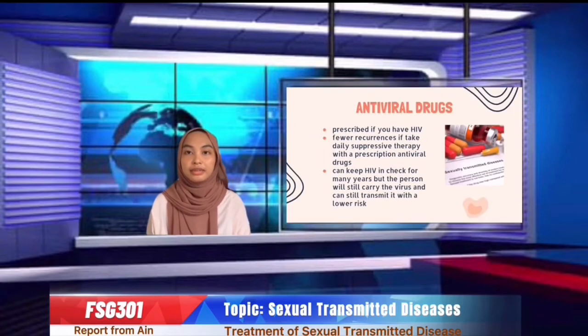Next is antiviral drugs. Antiviral drugs are prescribed if the person has HIV. A person with herpes will have fewer recurrences if they take daily suppressive therapy with a prescription antiviral drug. Antiviral drugs can keep HIV infection in check for many years, but the person will still carry the virus and can still transmit it, with a lower risk.